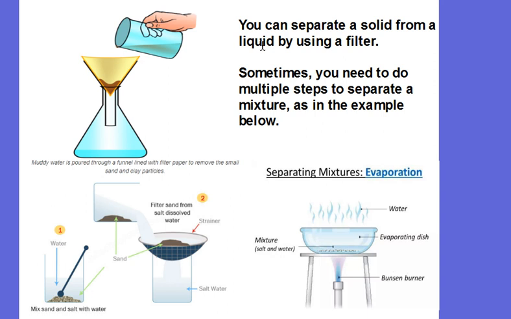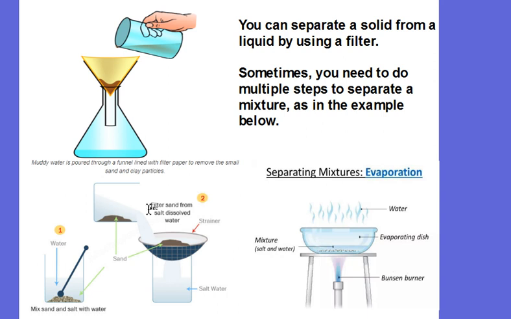You can separate a solid from a liquid using a filter. You can use a funnel with a filter paper in it, like a coffee filter. You pour the muddy water through, you end up with clean water in your beaker or flask where you're collecting it, and the particles are trapped on the filter paper.